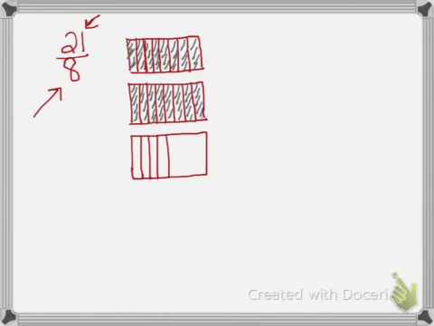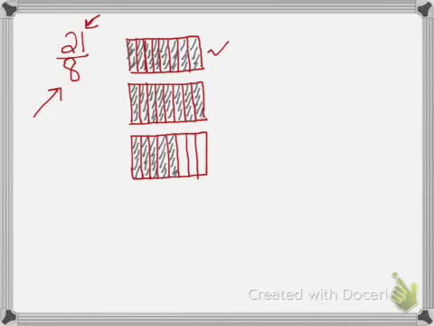1, 2, 3, 4, 5, 6, 7, 8. Okay, we left off at 16, so let's keep counting. 17, 18, 19, 20, 21. I have 21 eighths. Now, this is written as an improper fraction, and we're going to write it as a mixed number, meaning we are going to count the whole pieces first.